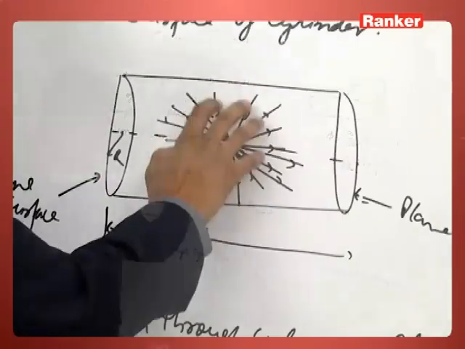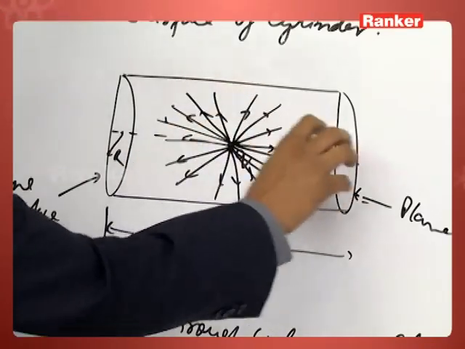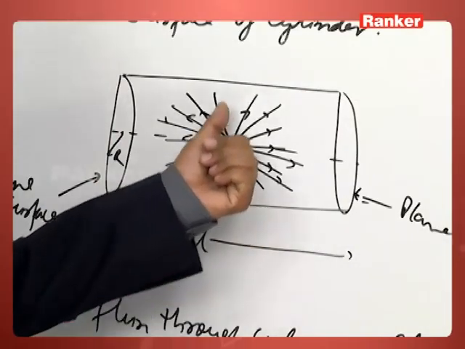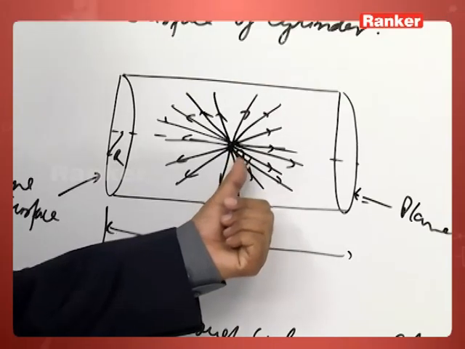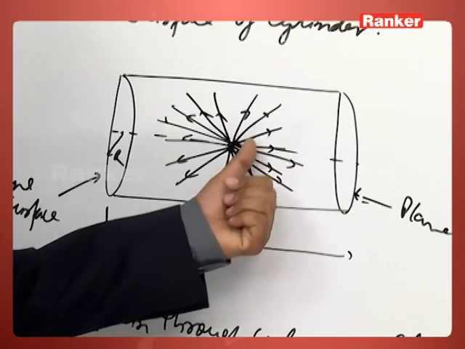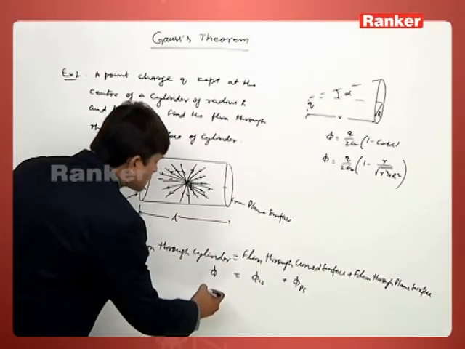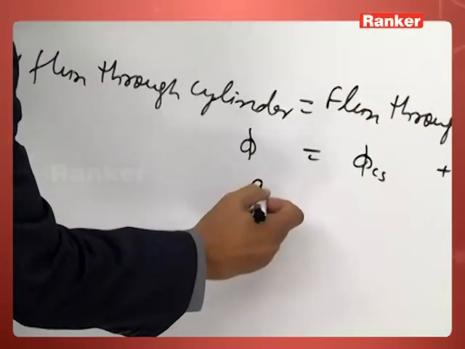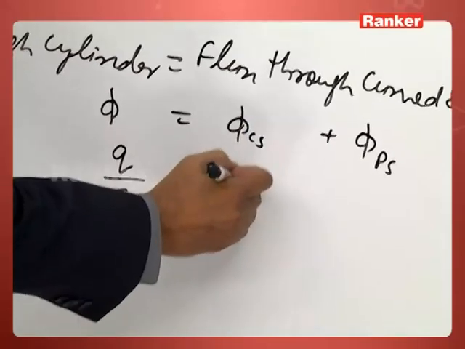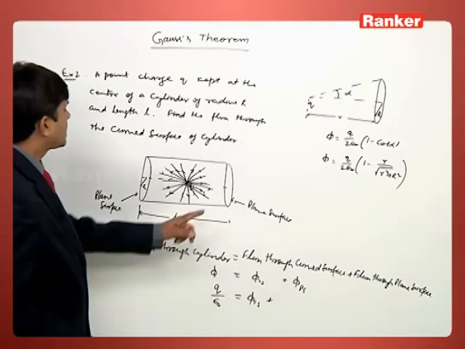So the total flux through the whole area, including the curved part as well as the plane surfaces, will be equal to the number of lines generated by this charge. The number of lines of force generated by this charge is equal to Q by epsilon naught. The total flux through the cylinder is Q by epsilon naught. But we want the flux through the curved surface. Now, the flux through the plane surface.